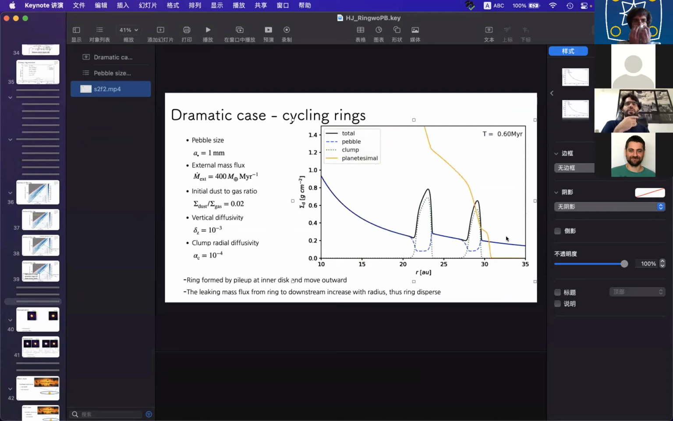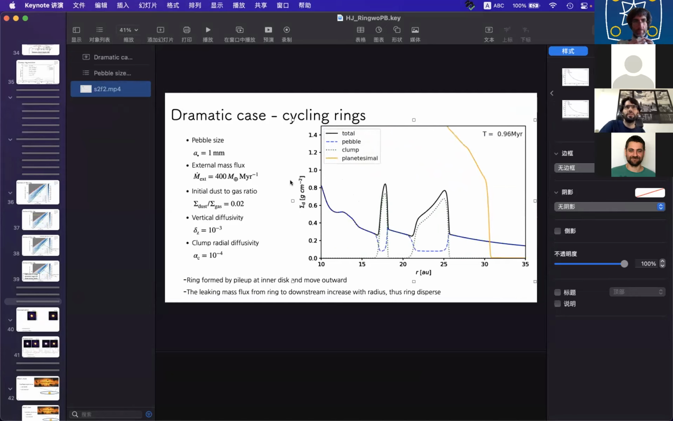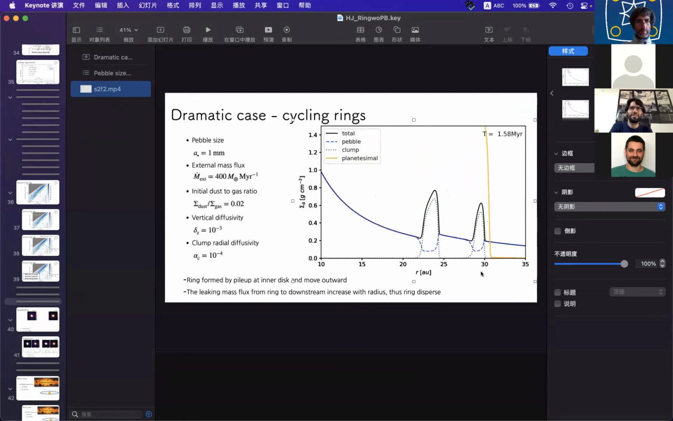Once you meet such a Z equal to unity, you will pile up as a ring, and it spreads outward. And when you fail to meet it, you will disappear, and you release the material to the inner region, and you form it again and again. So it can indeed happen anywhere in the disk once you meet the requirement.